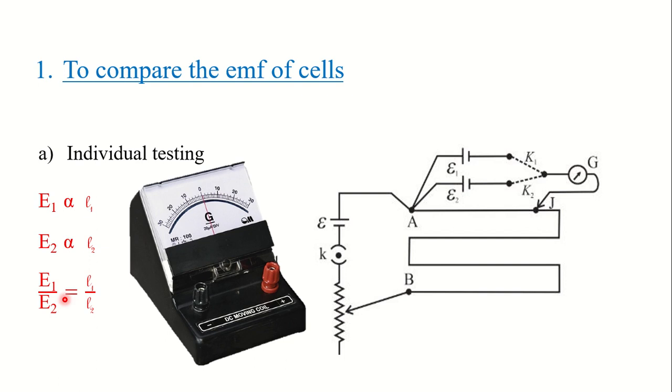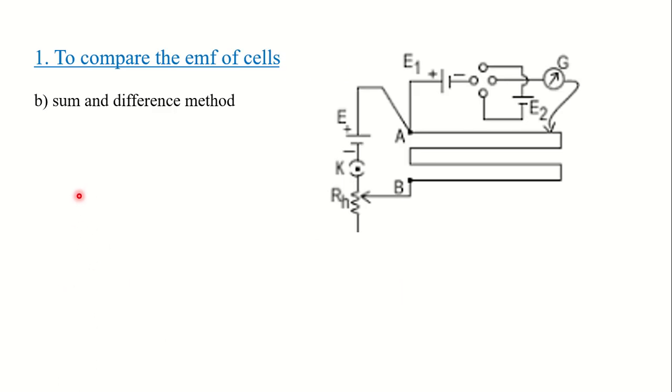Now we will proceed towards the second method for comparing the EMF of two cells. The second method is the sum and difference method. We will first understand the circuit. Here again you can see the point A and the point B, between which there is the potentiometer wire. We are connecting the cell, key and rheostat in series as in the previous diagram, that is the individual testing method. There is no difference for this part of the circuit. It is exactly the same.